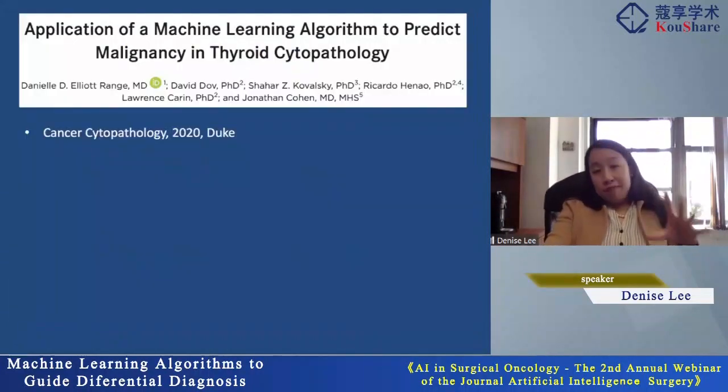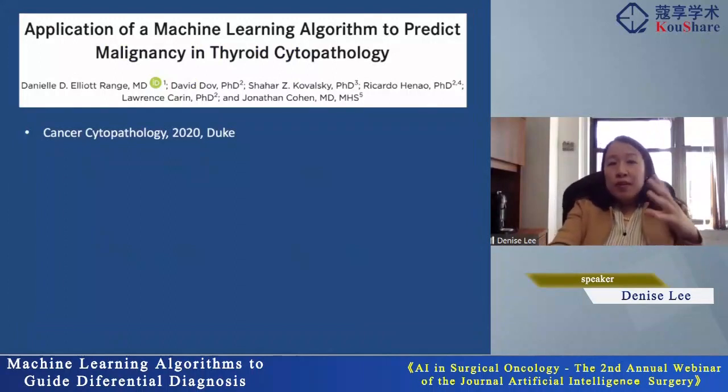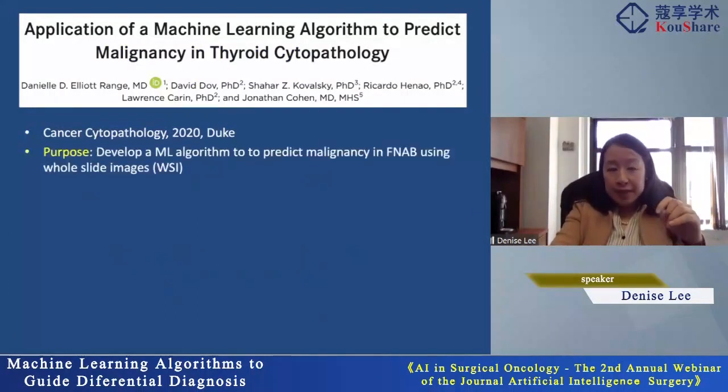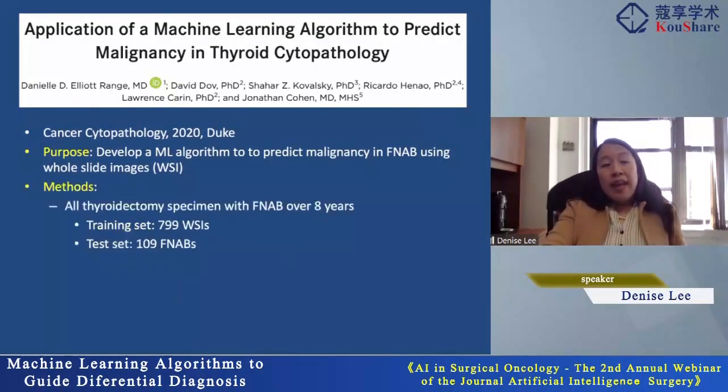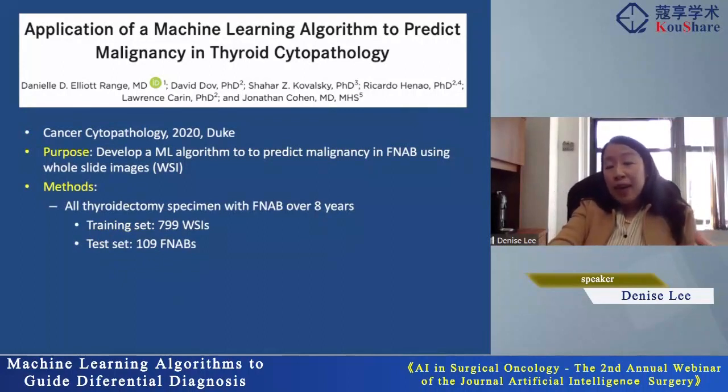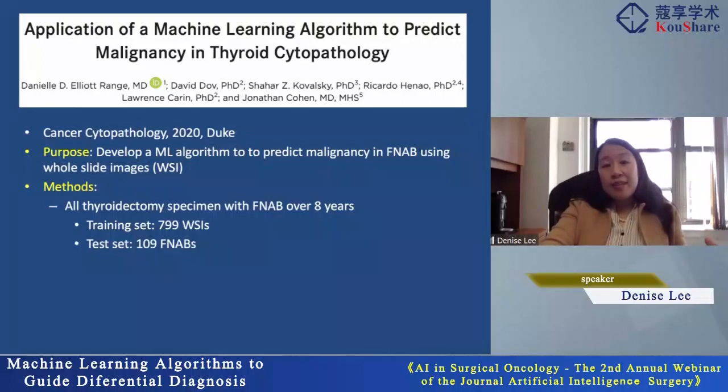Just as an example of one group who was looking at this in the field of pathology, a group from Duke published a study in Cancer Cytopathology in 2020, and they developed a machine learning algorithm to predict malignancy in fine needle aspiration biopsies using whole slide images. They had a training set of almost 800 whole slide images, and then a test set of a little over 100 FNA samples.